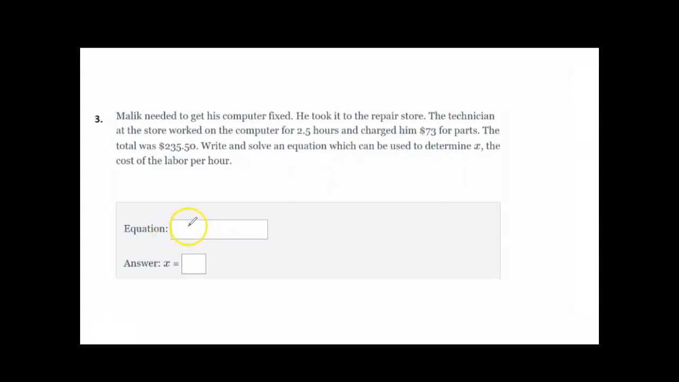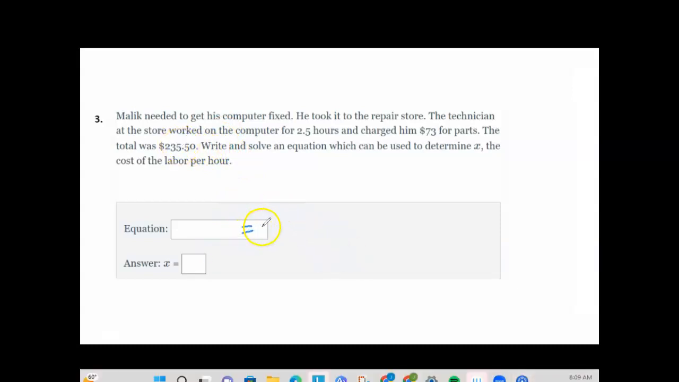So there we have two parts in this question. We have to write the equation and we have to solve it. So let's see. Our equal to is going to be the total, so equal to $235.50. The left side is going to be what? $73 for the parts. That's not going to change. What will change though is the cost per hour. 2.5 hours times, and they want us specifically to use X. We need to make sure we pay attention to the variable X.